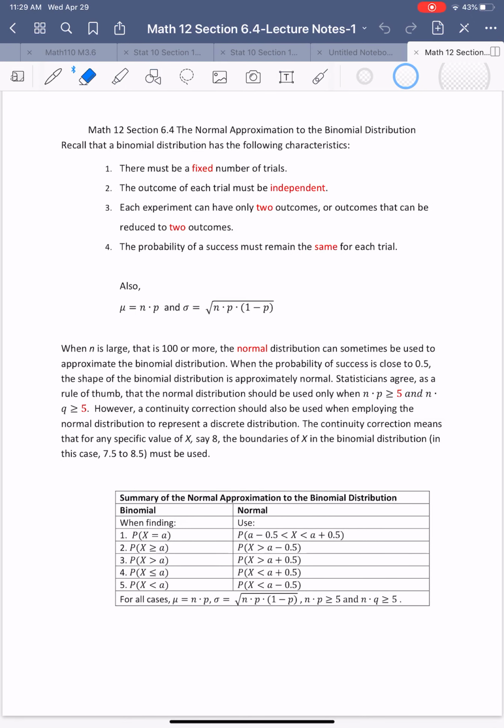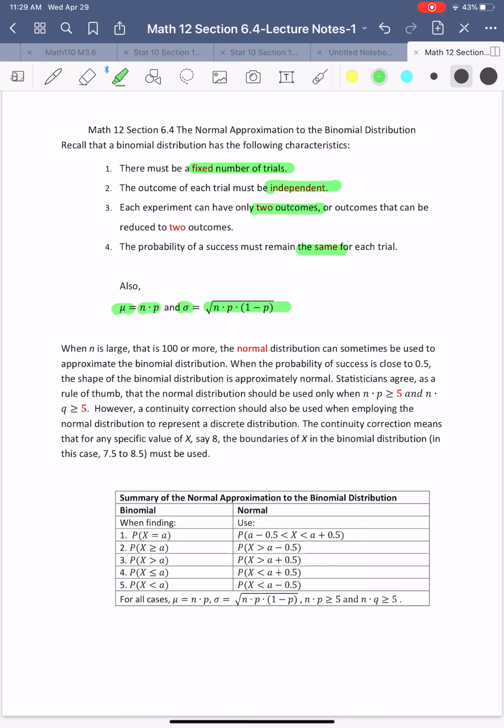Hello, this is section 6.4, the normal approximation to the binomial distribution. A binomial distribution needs a fixed number of trials, each outcome must be independent, and there are only two outcomes. The probability of success must remain the same for each trial. The mean is n times p, and the standard deviation is the square root of n times p times 1 minus p.